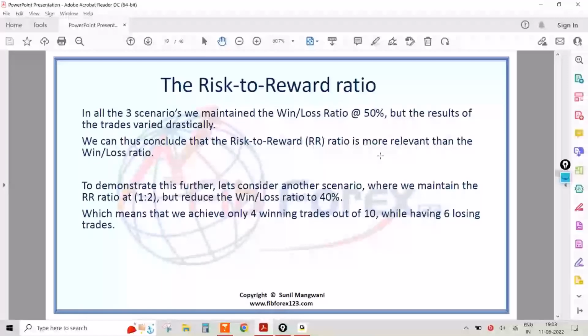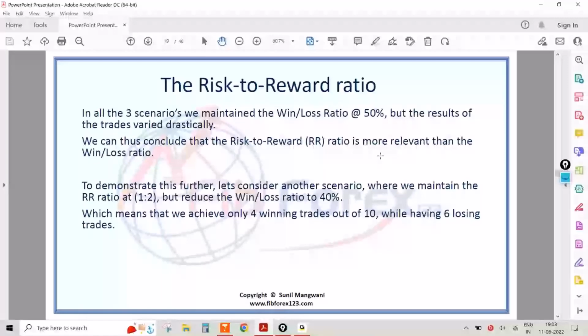To demonstrate this further, let's take a scenario where we maintain the risk to reward ratio at 1:2, but now let's reduce the win-loss ratio to 40%. I'm not increasing it. If you're a good trader, you'll get 60%, you'll get more winning trades. But an average trader, I would say, has generally more losses than wins, which again, if you keep your risk management in place, is not a bad thing.